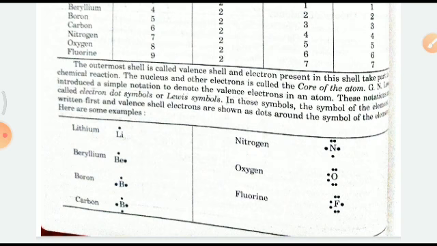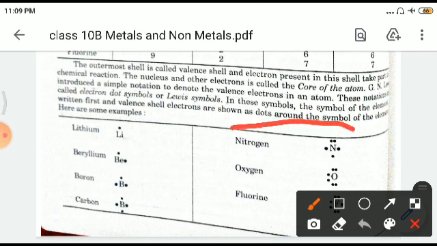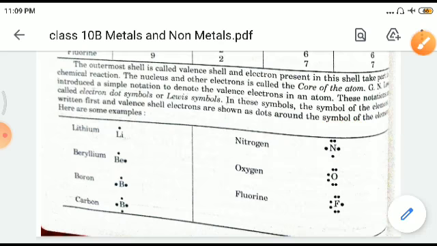Like in nitrogen, right, you can count here. In nitrogen, how many are there? See, 5: 2 at the top, then 1, 3, 1, 4, and 1, 5. Right, so there are 5 valence electrons in nitrogen.